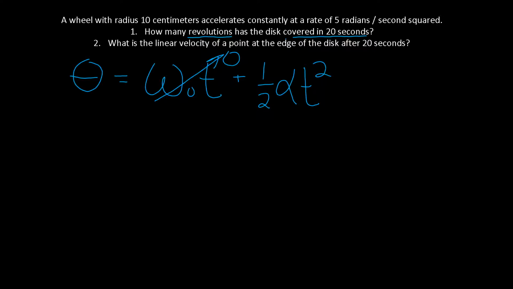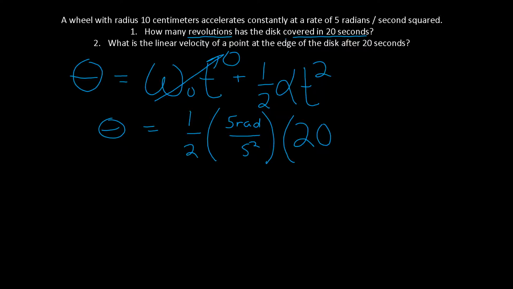So we're going to plug in all the information we have, and that would be theta equals 1/2 the angular acceleration being 5 radians per second squared times 20 seconds squared. And that will give us 1,000 radians.